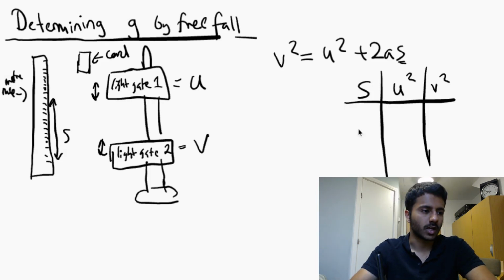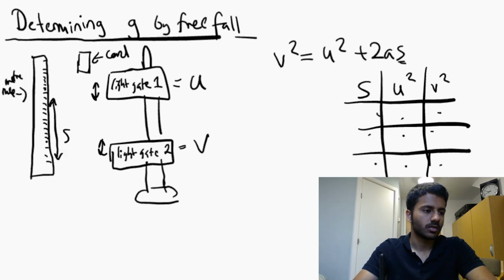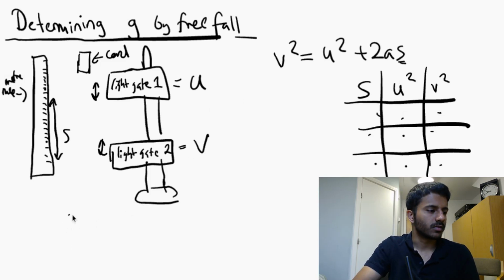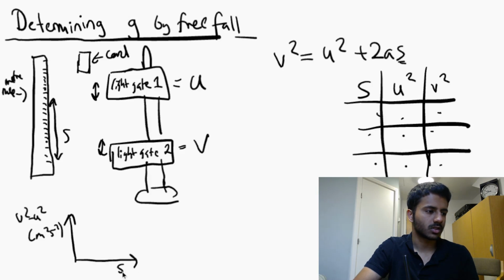So you're going to get a bunch of data, hopefully at least 5, and you can plot a graph. The best graph to plot in this case would be v squared minus u squared on your y-axis in meters squared per second squared, against the distance s on your x-axis in meters. And your graph should be a straight line through the origin.